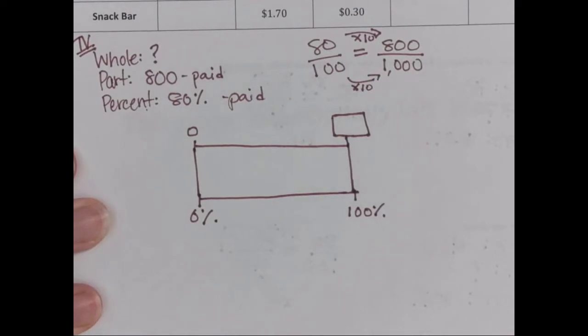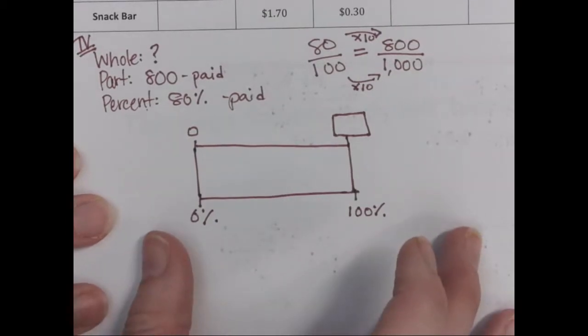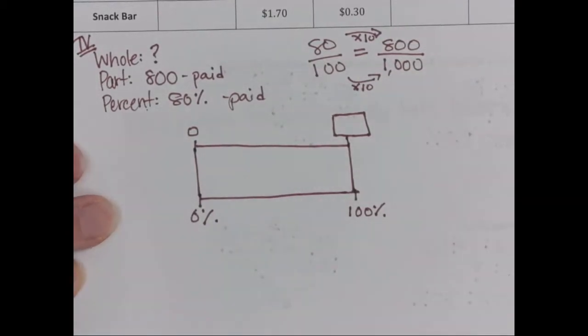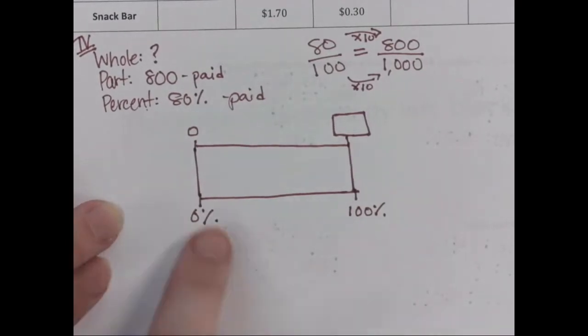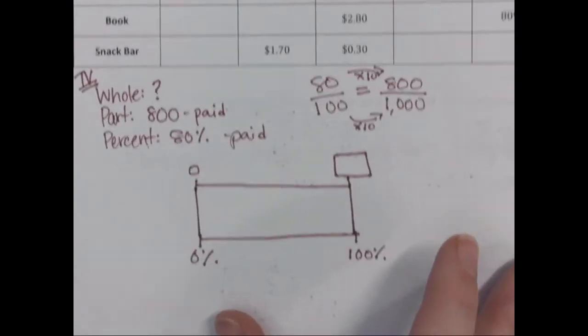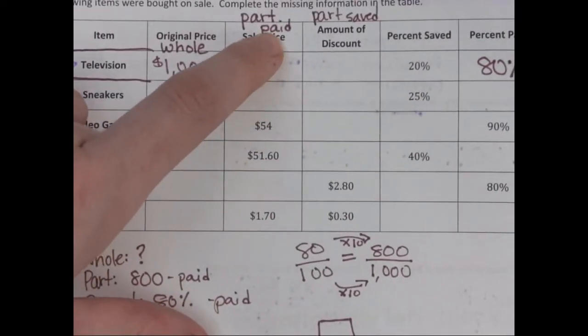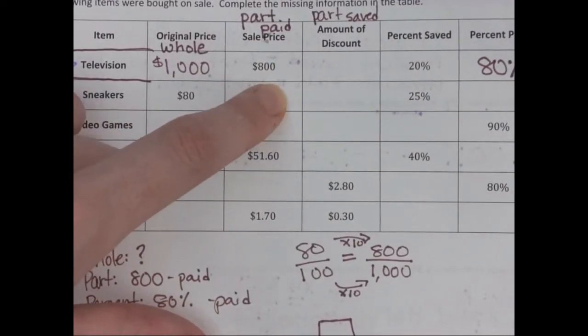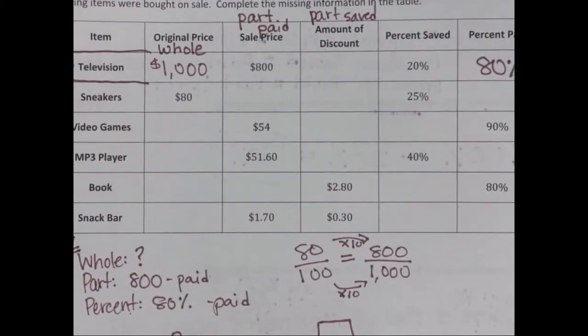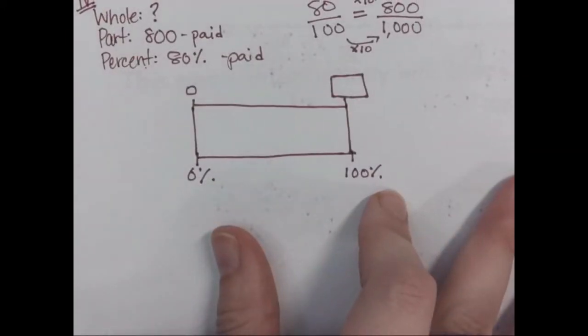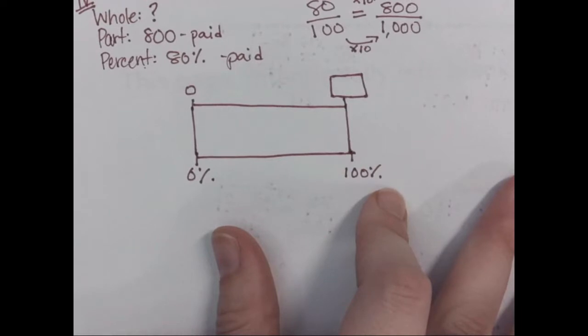Okay, yes ma'am? Can we draw that? You can, but what I'm trying to do right now is just show you how this looks conceptually because it's kind of hard to understand with just all the numbers floating around. Go ahead. Okay, so here's our model. Now, what we know is that we paid $800 for this TV. Okay? We paid $800 for this TV.